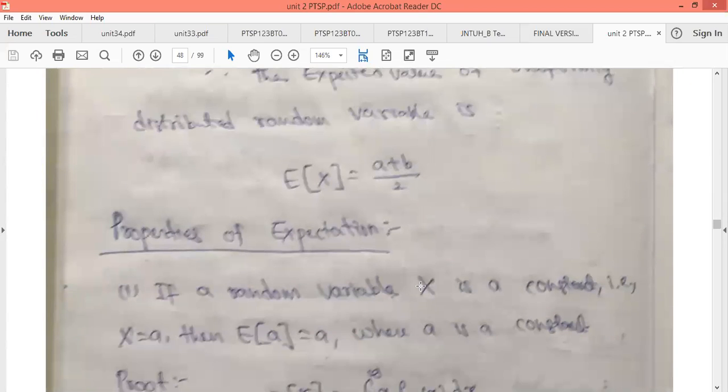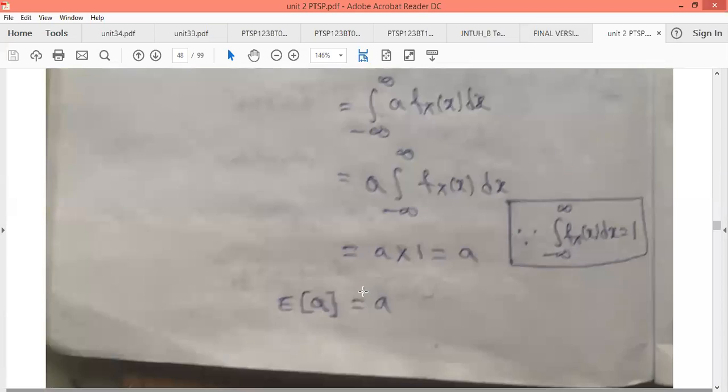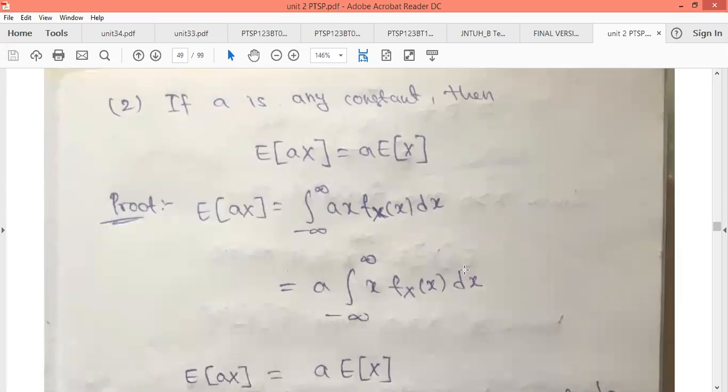Okay, now we'll discuss the properties of expectation. The first property says that if random variable x is a constant, then expected value of a constant will be equal to the same value. Expected value of a will be equal to a only. And the second property says that if a is any constant, then expected value of a x is equal to what? a into expected value of x. So this is our second property.